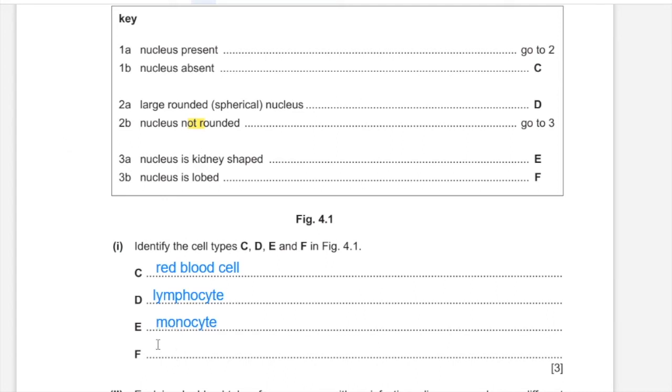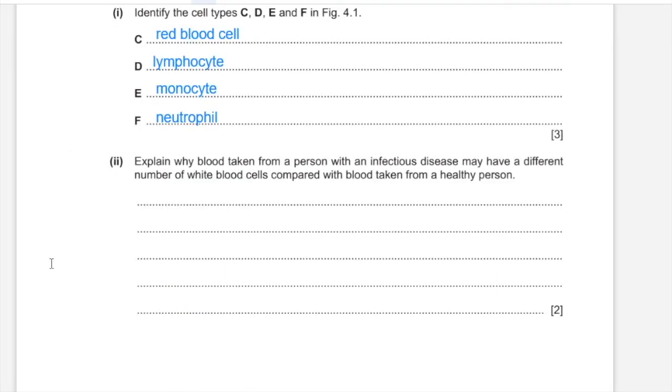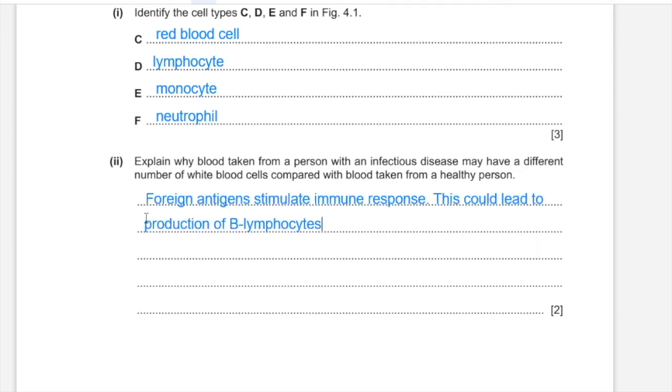To explain why blood taken from a person with an infectious disease may have a different number of white blood cells compared with blood taken from a healthy person: infections caused by foreign antigens stimulate an immune response, and this might lead to clonal expansion, for example, that increases the number of B lymphocyte cells by mitosis so that they are able to synthesize and secrete a large number of antibodies to fight off that infection.